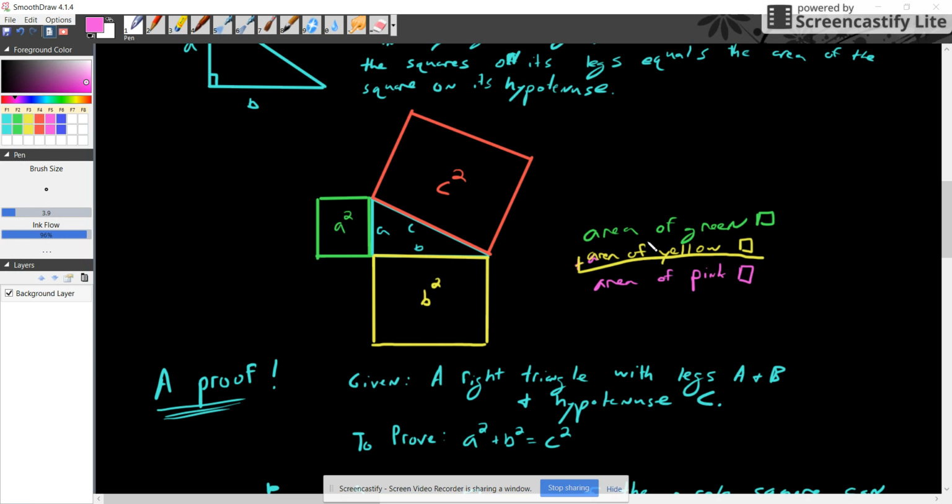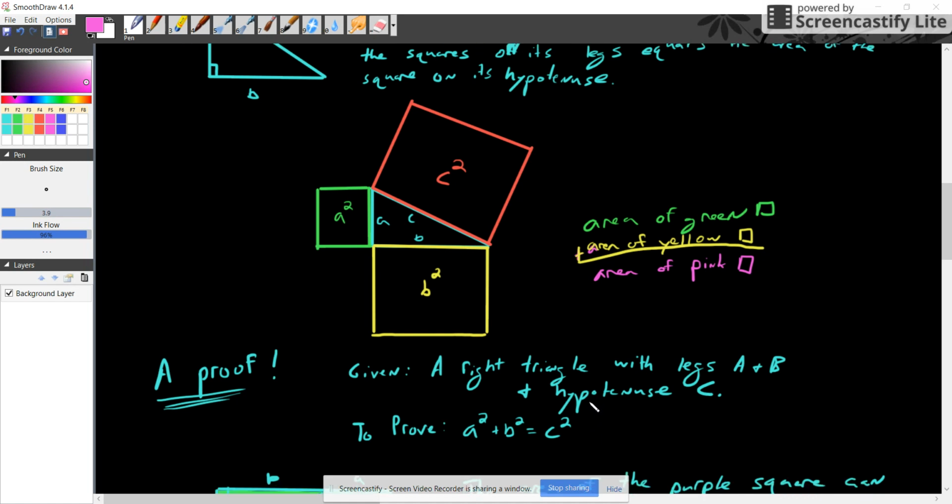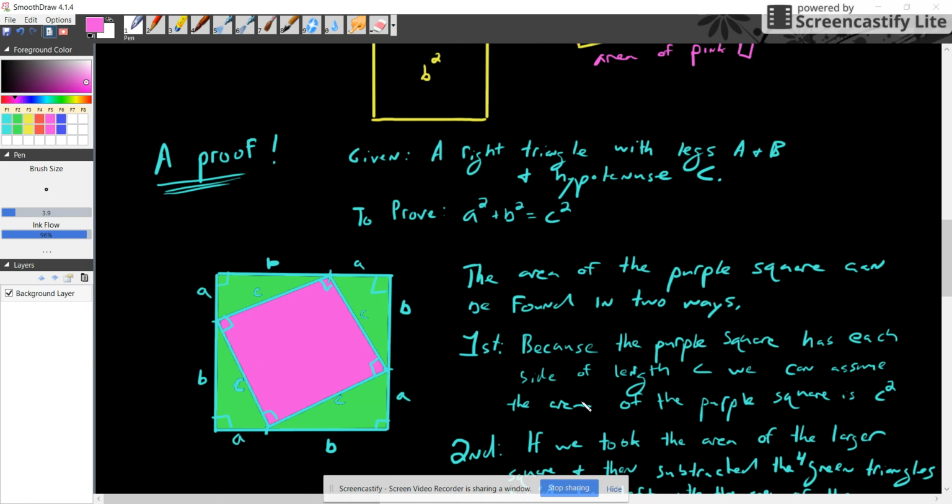Okay, let's prove this. So we have our given statement, which says a right triangle with legs A and B and hypotenuse C. We want to prove that a squared plus b squared is equal to c squared. You might say, well, I don't really believe you, so let's try and make a proof.